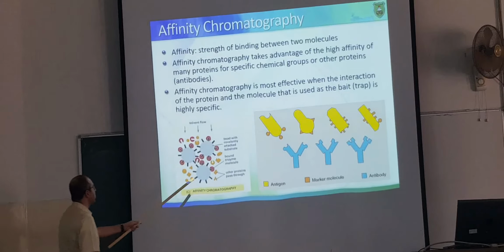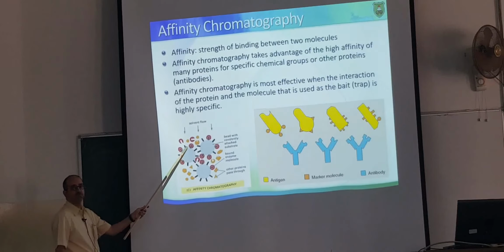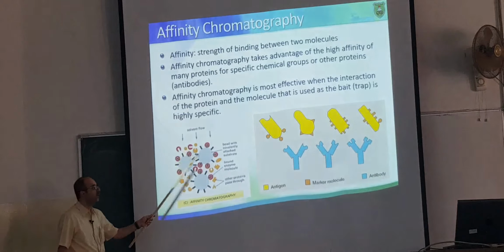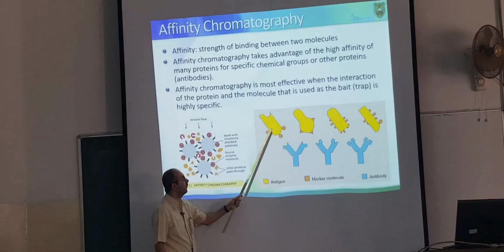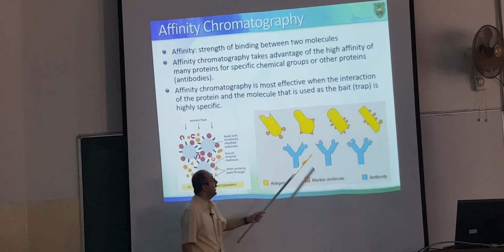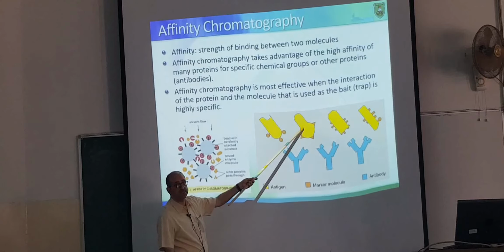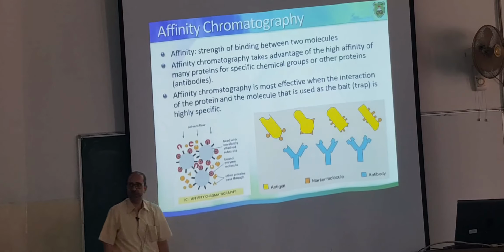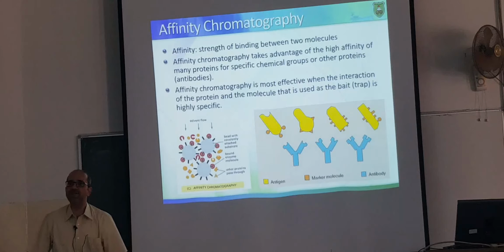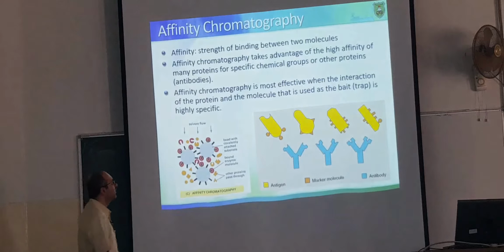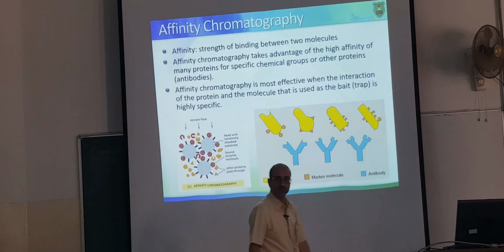فبستخدم beads that have antibodies, for example, that are specific to a certain molecule. فعندي an immunoglobulin that can bind to this protein and it can bind to that protein as well. لأنه عنده هيك. This will interact with this protein only. So interaction is very specific. Okay? هذا هو affinity chromatography. I take advantage of this feature of proteins. Okay?